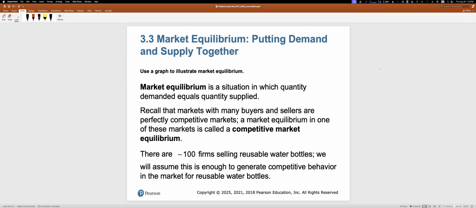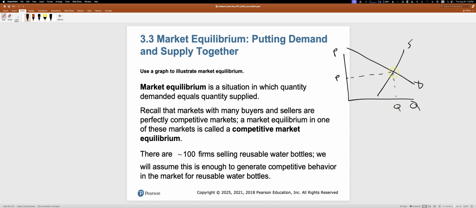Now, what we need to do is put it all together. And this is kind of the cool part of this chapter, is that then we're going to put together our supply curve and our demand curve. And we're going to create for ourselves a demand curve and a supply curve. In these 2 points where they meet, that is an equilibrium. And in an equilibrium, we're essentially saying that the quantity demanded is equal to the quantity supplied.